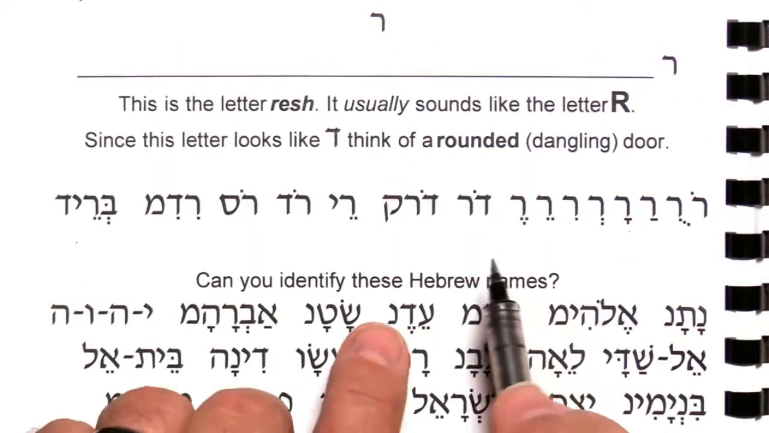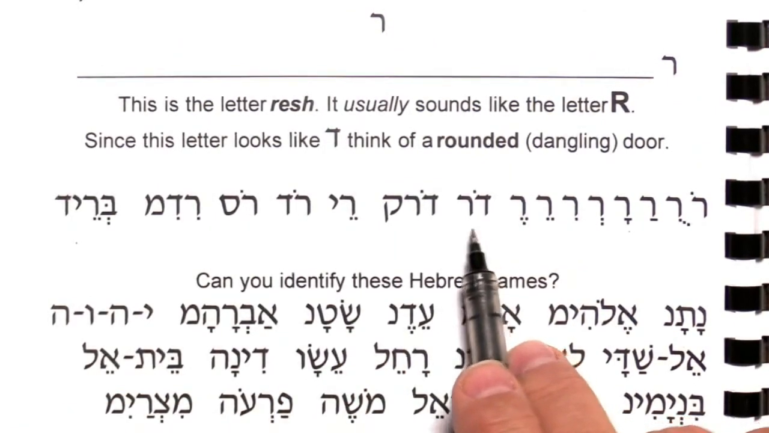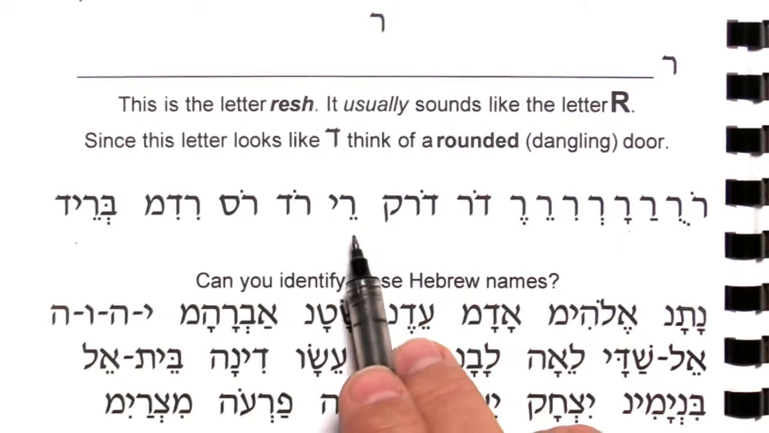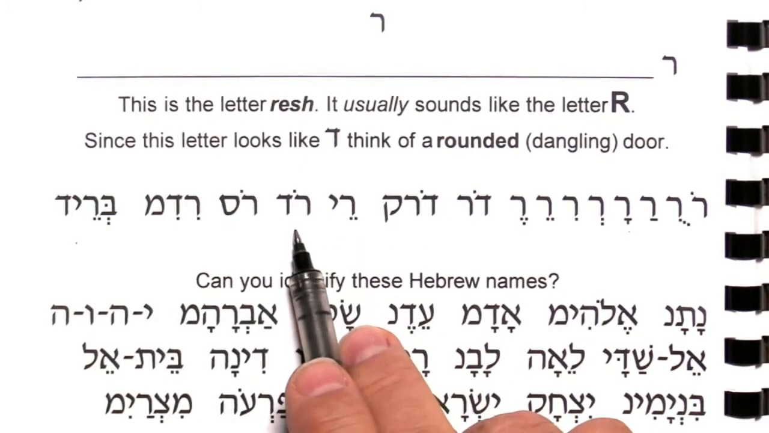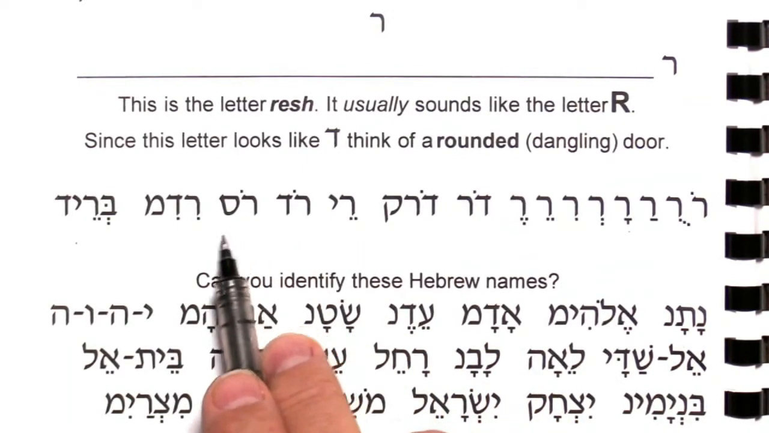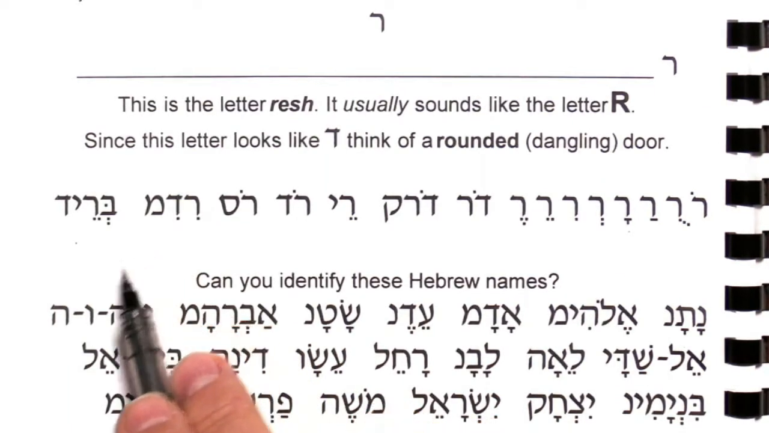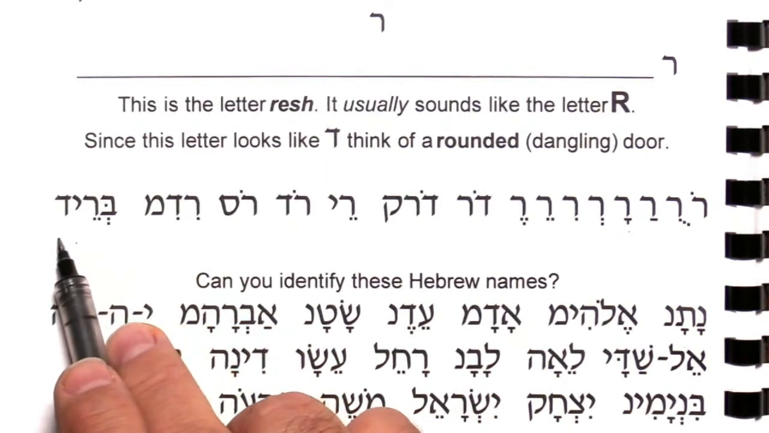And here we go. Door, dork, ray, road, rose, redeem, braid.